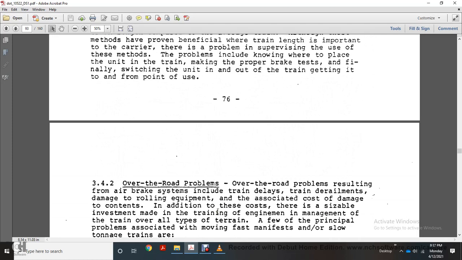Over the road problems. Over the road problems resulting from the air brake system include train delay, train derailment, and damage to rolling equipment, associated with the cost of the lading and the additional cost of the suitable investments made in the train, the engine and management of the train, and the overall type of the train.